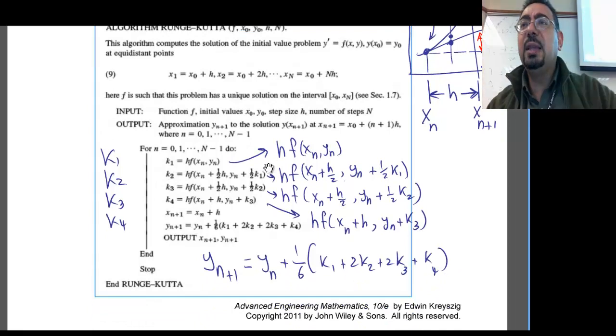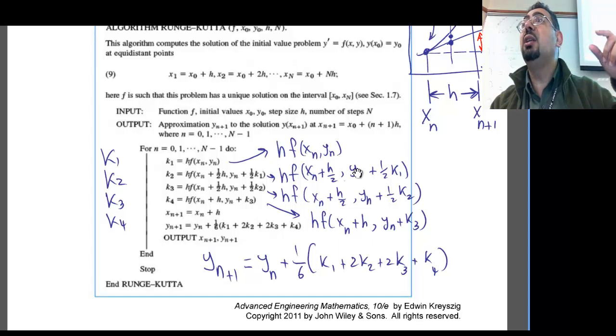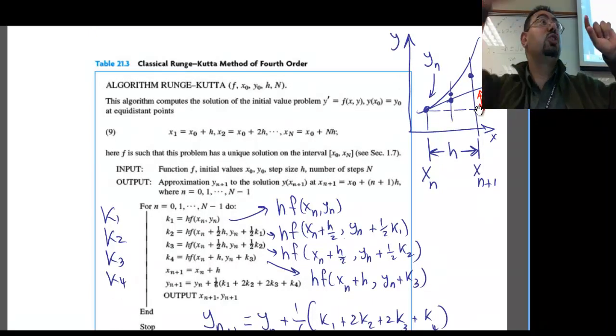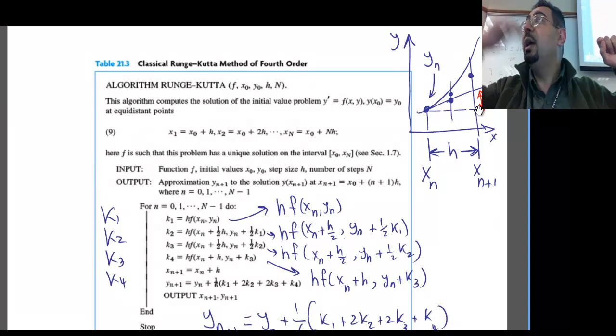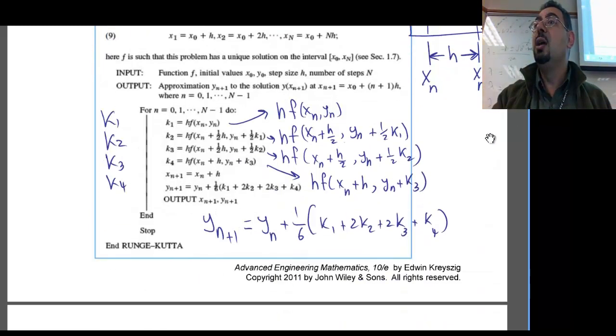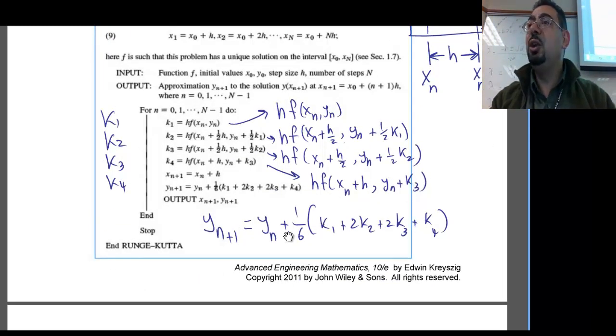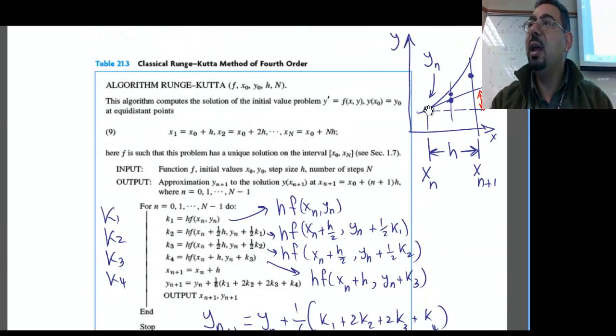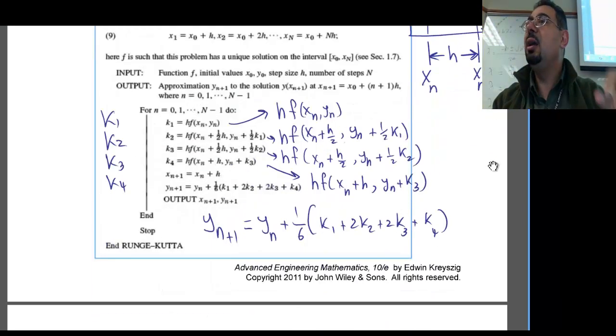This k, by the way, is the h times the f, not just the slope. It's the h times the f. So in this graph, the k is basically exactly the delta y. It's how much you're adding to yn to get yn plus 1. So if it was just Euler, you would have said yn plus 1 is yn plus just k1. That's what the k is. It's the delta y. It's the h times the slope.